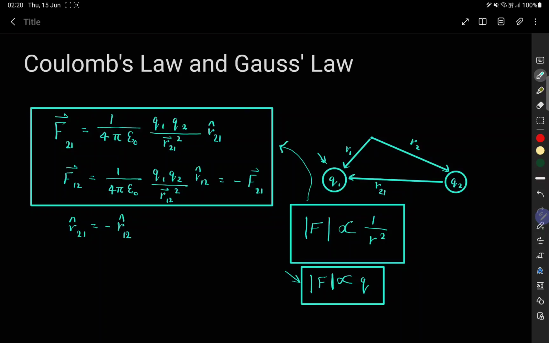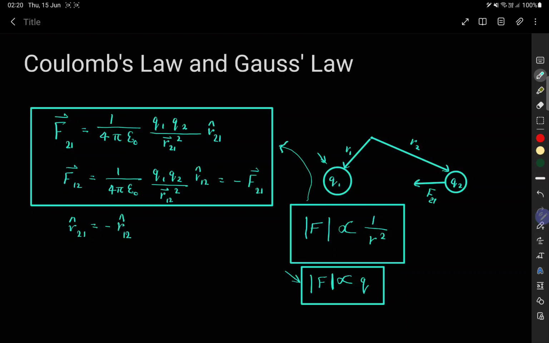And that force obviously has to be in the direction. So this F21, I'm just going to erase the radius if that's fine. This F21 force obviously will be in the same direction as the radius vector towards Q1.